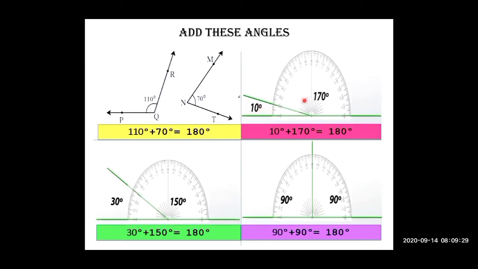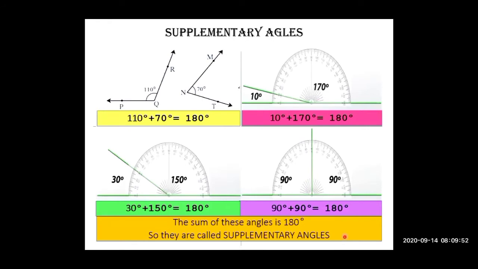Here 10 degrees and 170 degrees. 10 degrees plus 170 degrees equals 180 degrees. 30 degrees plus 150 degrees equals 180 degrees. 90 degrees plus 90 degrees equals 180 degrees. Now, we see that each pair of angles adds up to 180 degrees.